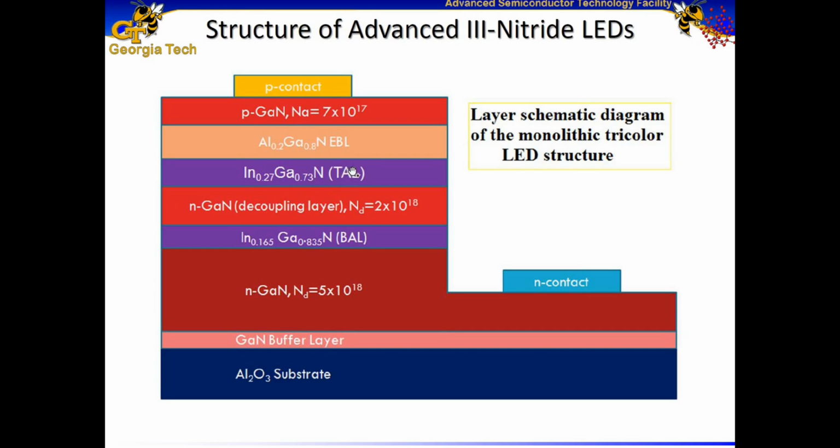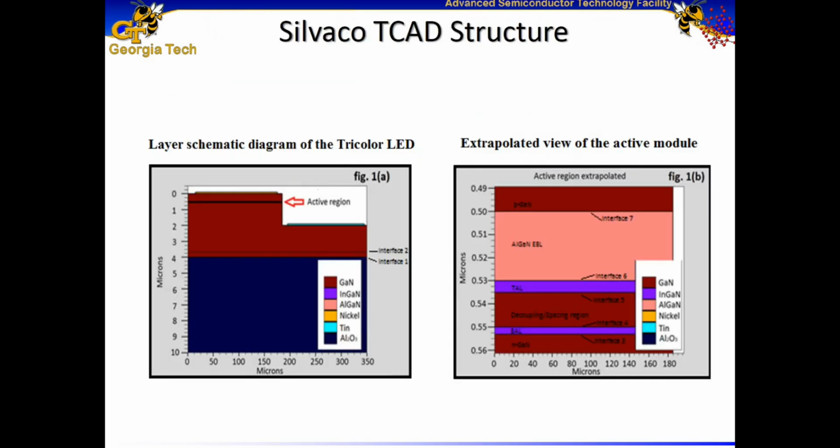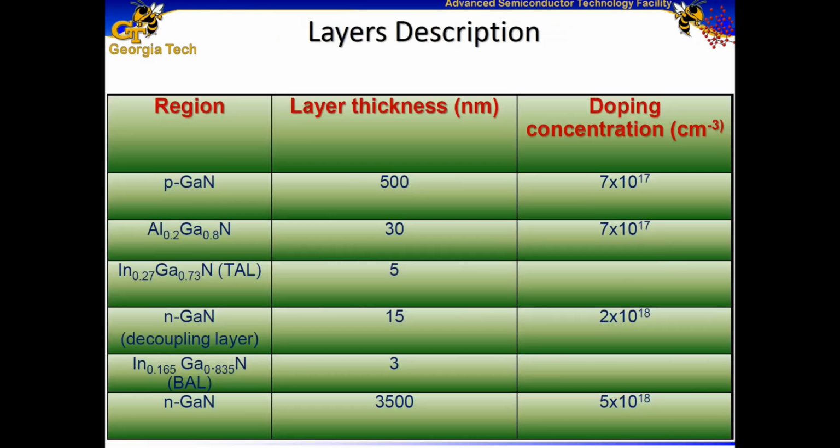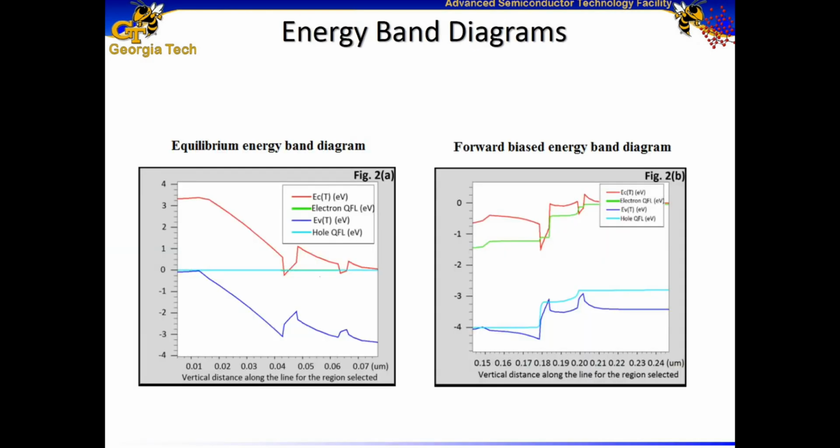And for this structure, here is the layer structure diagram simulated in the Silvaco TCAD software. Here are the layer thicknesses of this light emitting diode. Here is the energy band diagram under thermal equilibrium, and here is the energy band diagram under application of forward bias voltage. And then the IV characteristics and luminous power, etc.